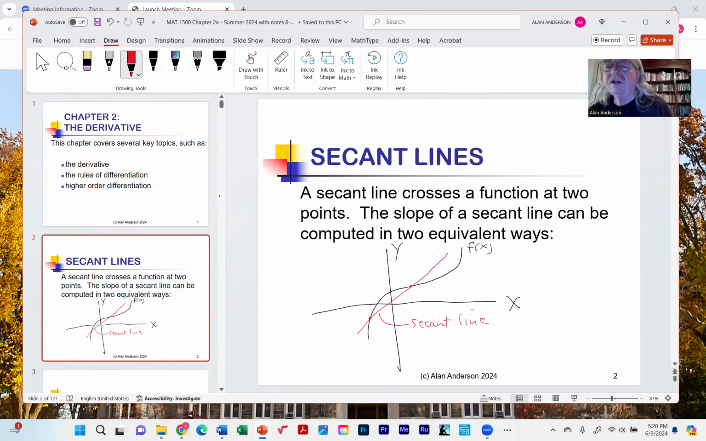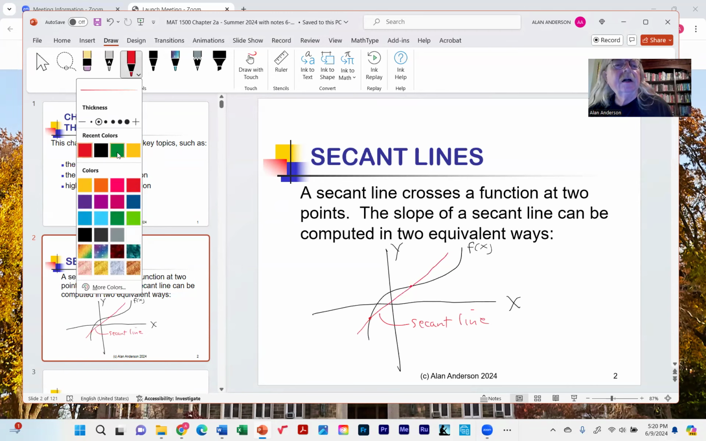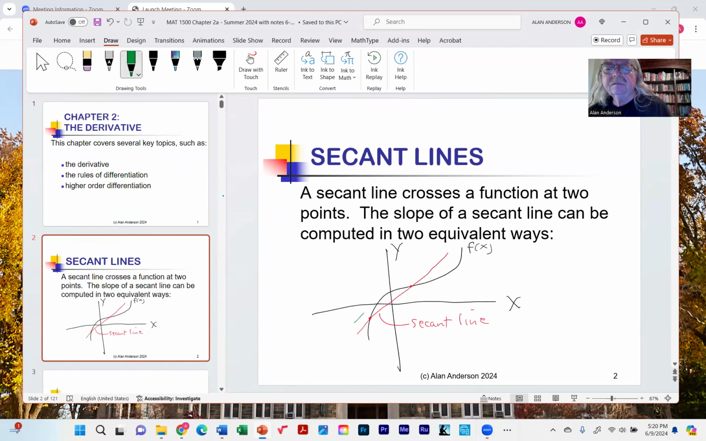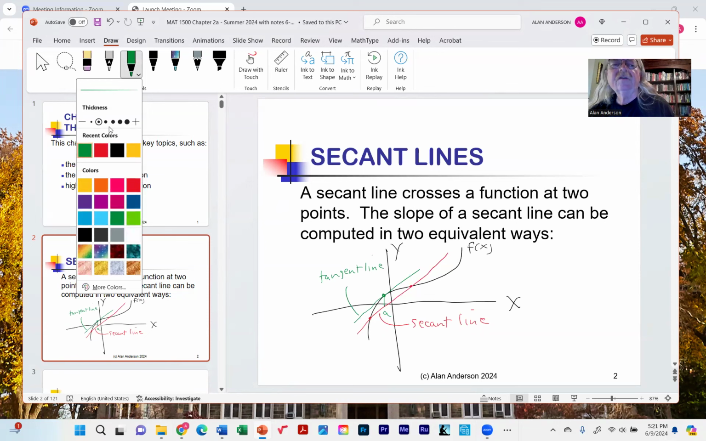Now, of course, a tangent line only touches it at one point, so let me add one here. I'll use a different color. And this green line would be a tangent line. And the slope of that tangent line actually does represent the derivative of this function at this point, A. So in other words, at point A, if we're looking for the derivative of the function at that point, then what we're actually doing is solving for the slope of the tangent line at that point. Now, the secant line we'll use to derive the results that we need, but ultimately what we're looking for is a tangent line.